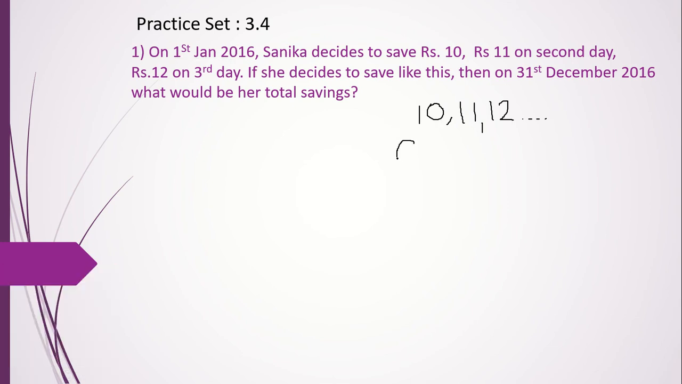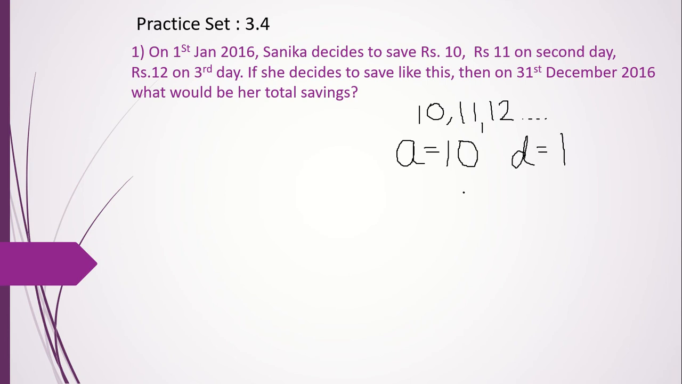So in this sequence, the first term of the sequence or the first term of AP is 10, because on the first day 10 rupees she decides to save. Now since this is an AP, it is not given in the question that it is an AP, but we can see that it is an AP because the difference is common, right? 11 minus 10 is 1, 12 minus 11 is 1. So every day 1 rupee she is increasing, right? So common difference d is equal to 1.